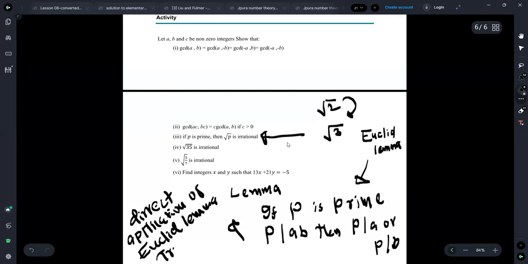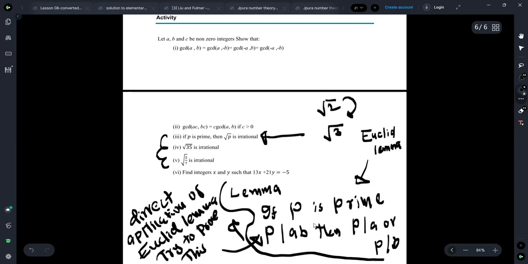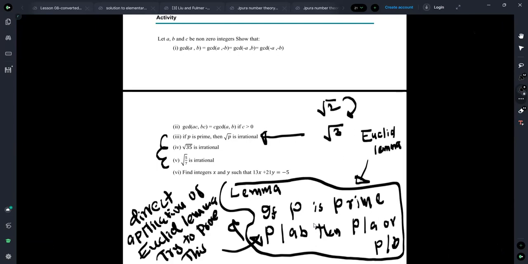Try to prove that one. A direct application of Euclid's lemma. Then to prove this kind of thing, you need this lemma. Right? Okay. So we can stop today's lesson.